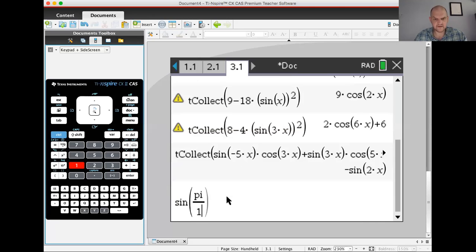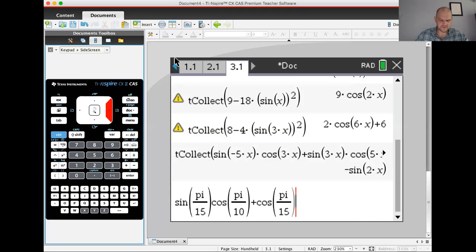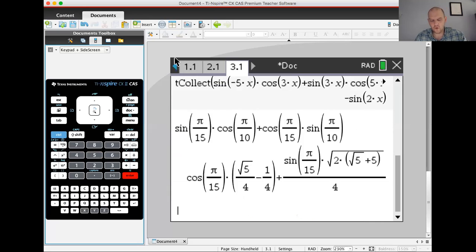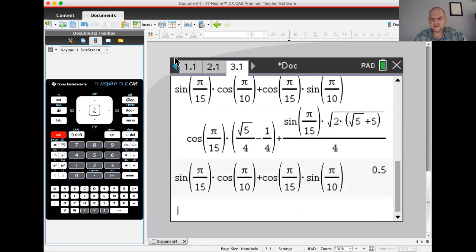So I'm typing it in, pi over 15, cosine pi over 10. The way that I switch always puts the cursor right in the way, and then I never remember to move it, or it just doesn't bother me enough. I imagine that really bothers some people who watch these. Pi over 10. Oh, what?